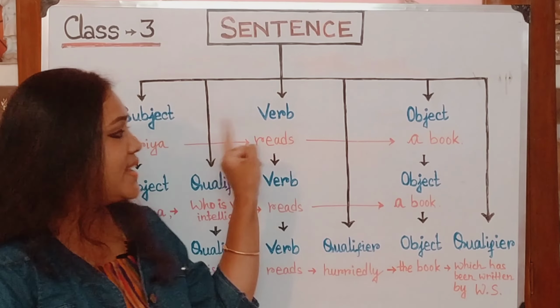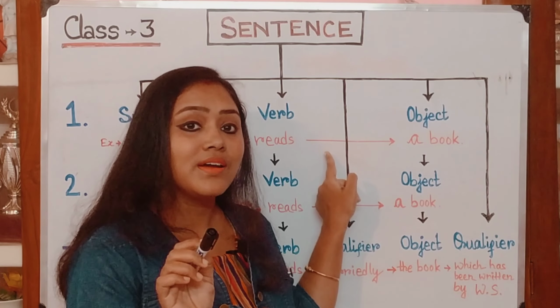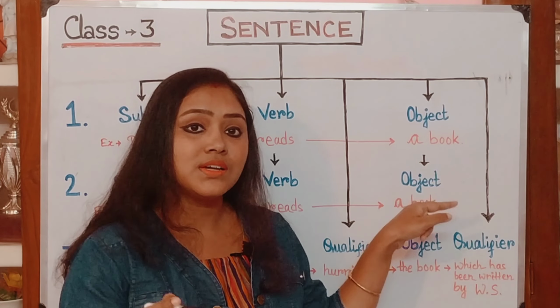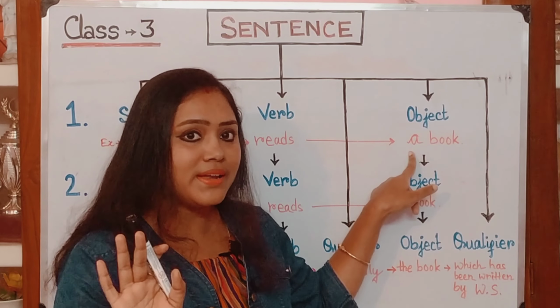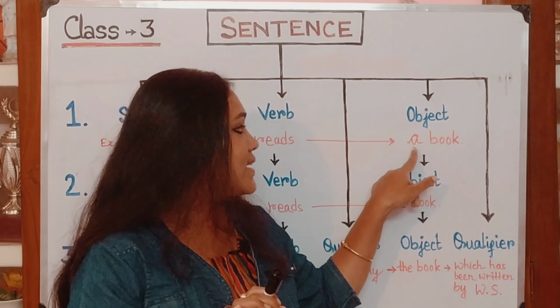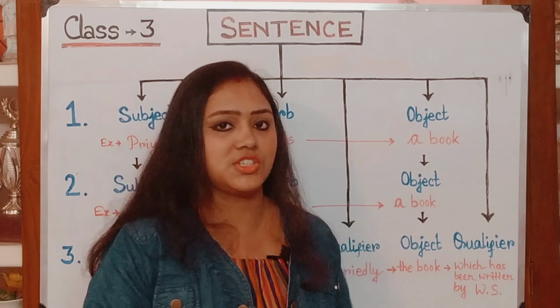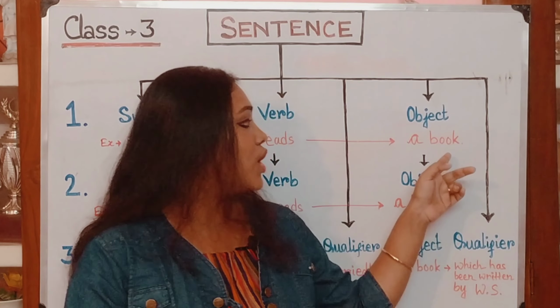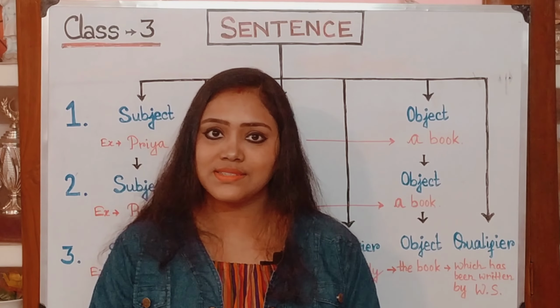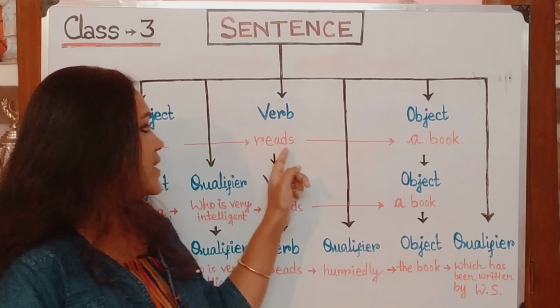So what is Priya doing? The answer is reading what? A book, isn't it? What is Priya reading? The answer is completely definite, and that is a book. She is reading a book. So this is the object. You now know how I got the object from the sentence, by questioning with what. What is Priya reading?